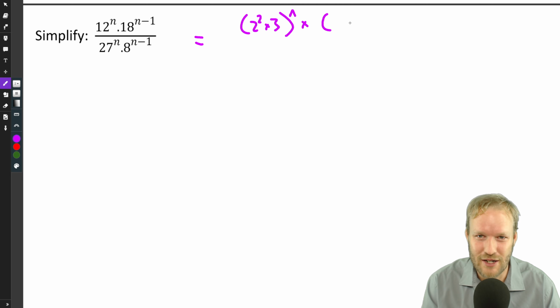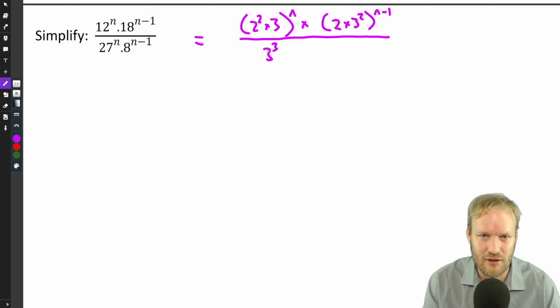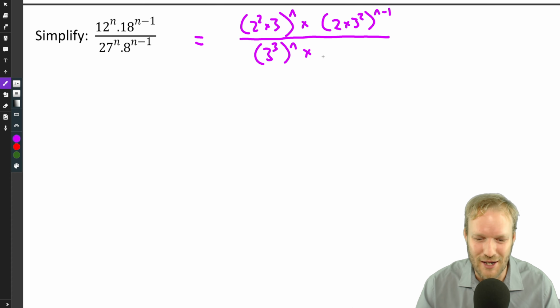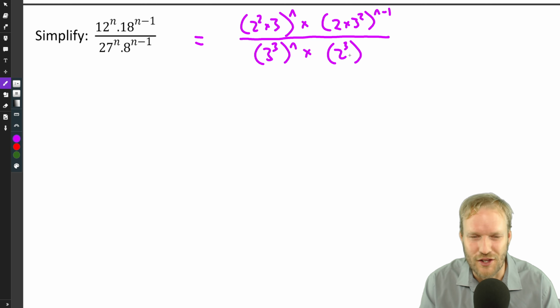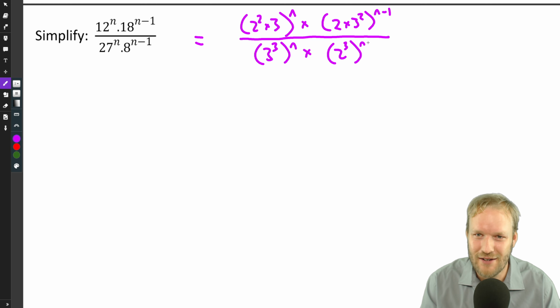So 18 we can write as a product of, well, it's 2 times 9. So that's 2 times 3 squared, where every base now is a prime number. And that's to the n minus 1. Over 27, well, that's 3 cubed. And as you start doing these, you start recognizing the numbers and going, 8, well, I know offhand 8 is 2 cubed. I don't need to reach for the calculator or double check it. And that's to the power of n minus 1.